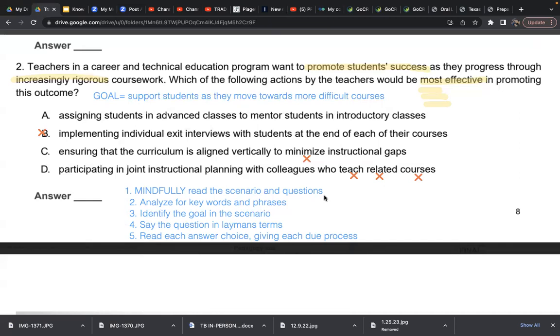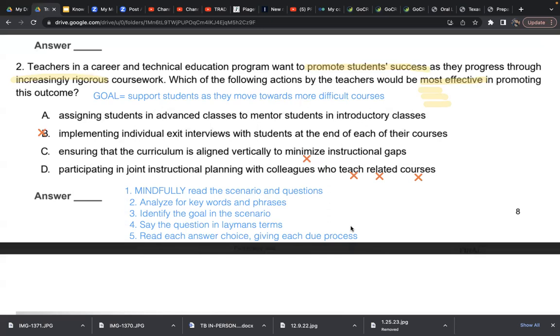It might be different. I'll give you an example. So let's say that I am an English language arts and reading teacher, and it gets more difficult as you move from English one to English four, right? And it's going to get way more difficult when they get to English four AP. And I need to make sure that they're able to be successful as they progress through this getting more difficult coursework. Would it be beneficial for me to plan with the math and history teachers to try to get them to do better in my English four class?